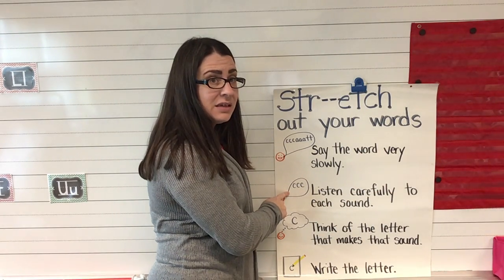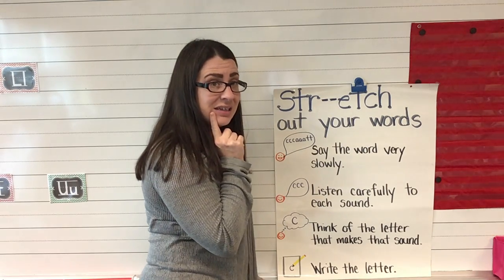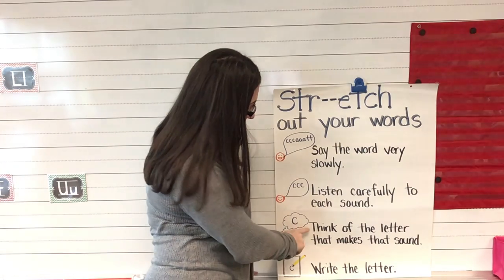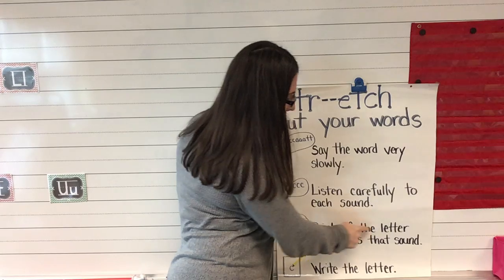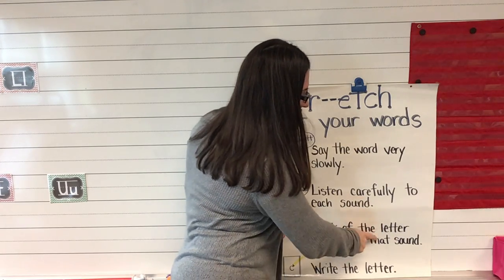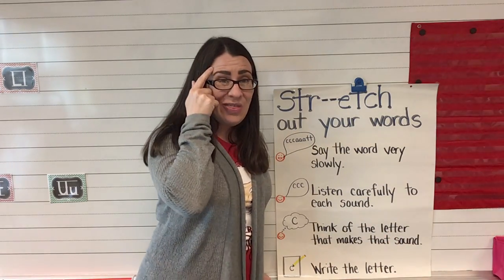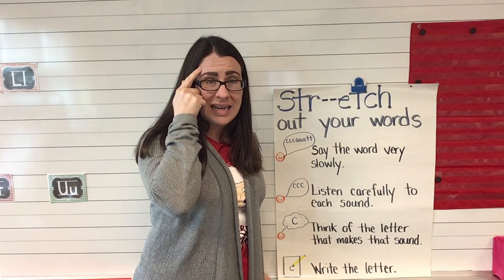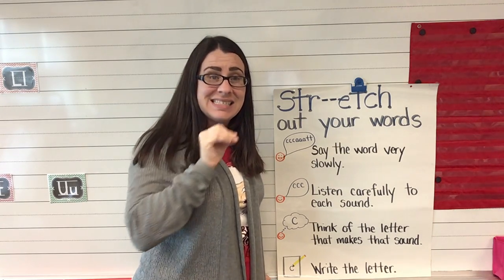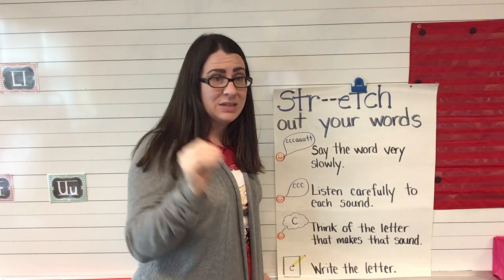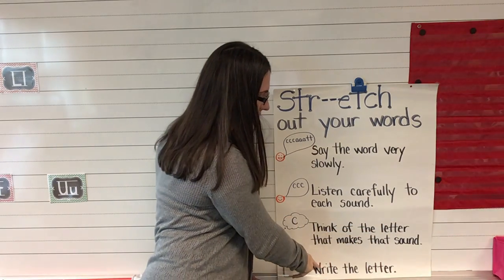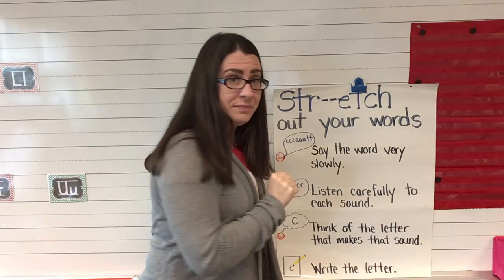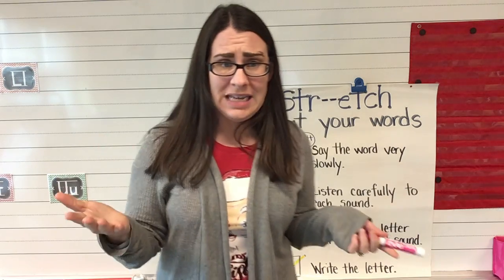K, k, k. I hear k at the beginning, right? Then you need to think of the letter that makes that sound. So I can think in my head the k sound, and I know that the letter C makes that sound. And the last step is to write that letter. Okay, so let me show you an example.